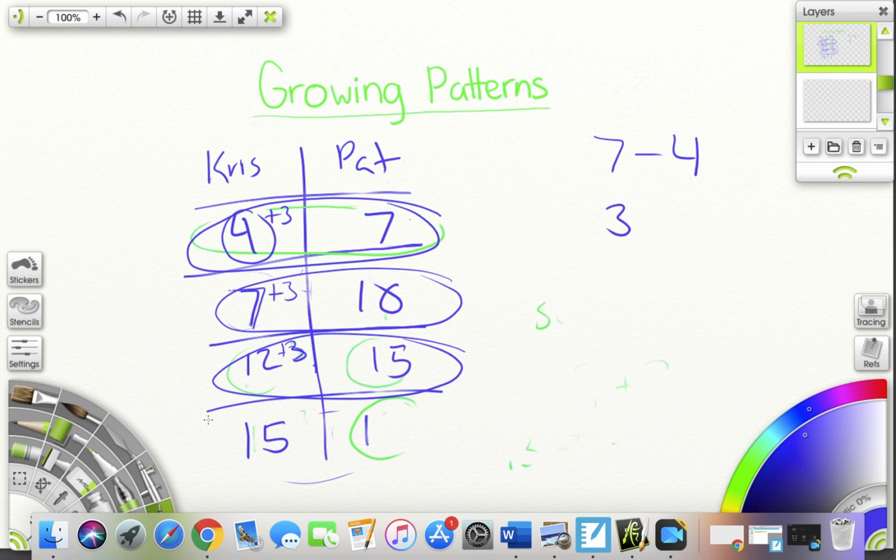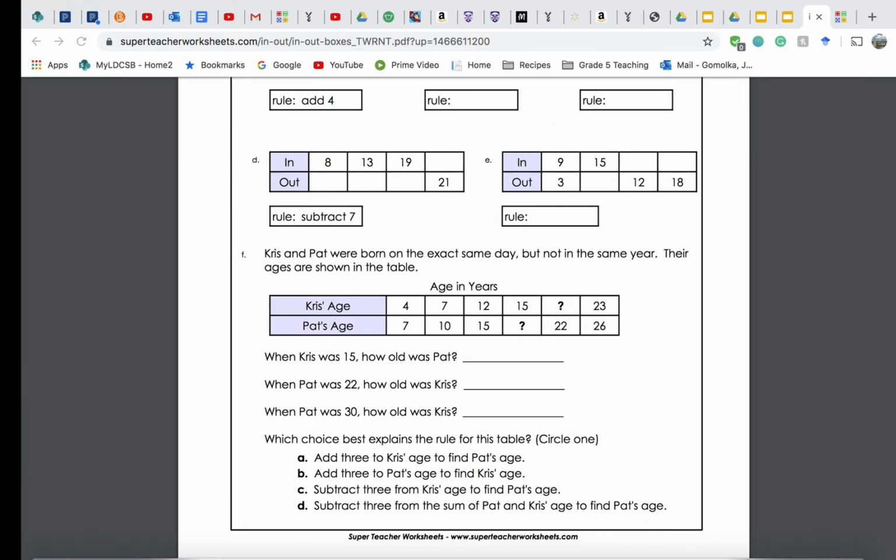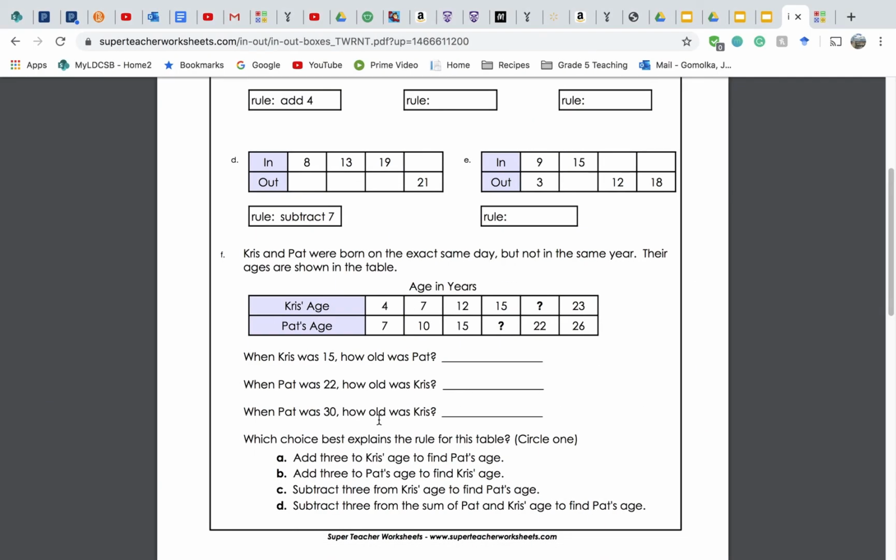So in this case, if Chris is 15, how old would Pat be? He has to be 3 years older. So I have to do 15 plus 3. 15 plus 3 gives me 18. So if Chris is 15, Pat is 18. Okay? So that's that section. So we know he's 18 years old right here.